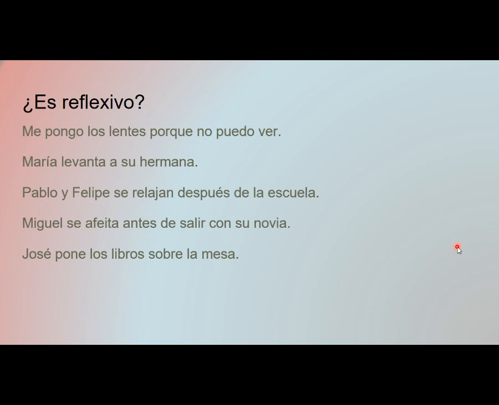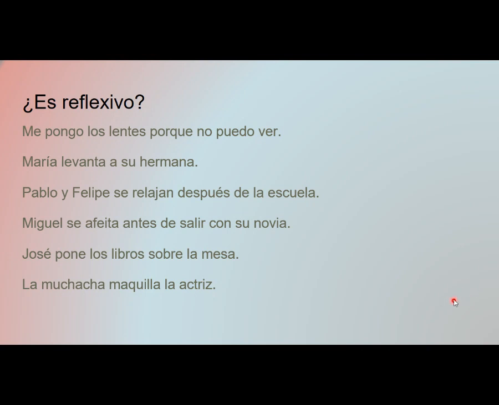José pone los libros sobre la mesa. ¿Es reflexivo? No, it's not. Hopefully you guys are able to point the verb out. Poner, el pone, and the object that is receiving the action is los libros. He puts the books sobre la mesa, on top of the table. There's not a reflexive pronoun, and he's not receiving the action himself. Hopefully this is getting easier.